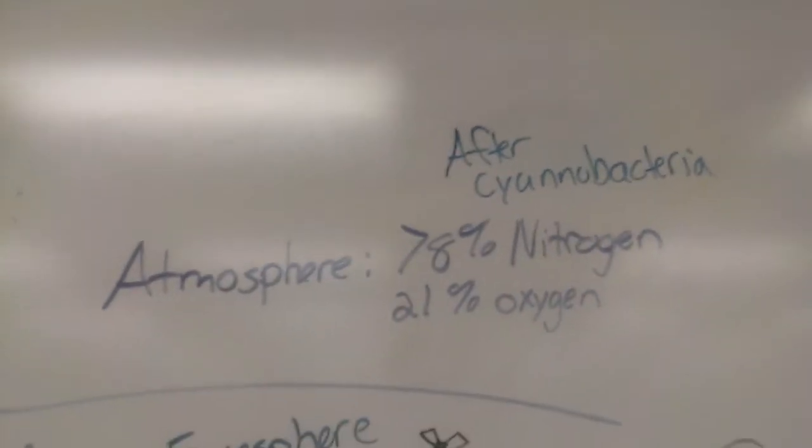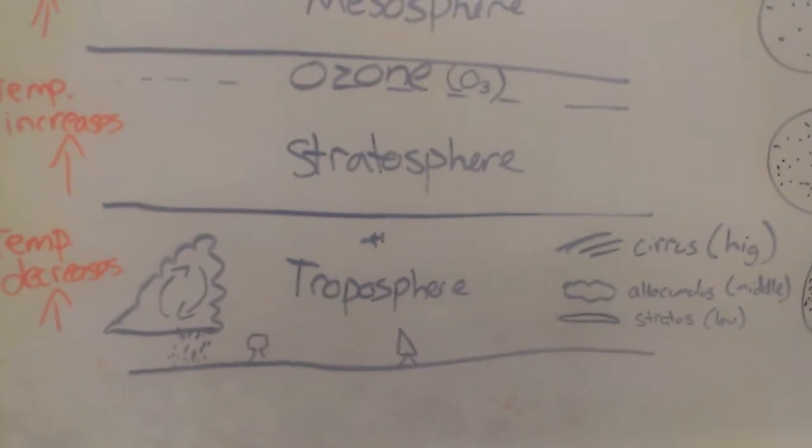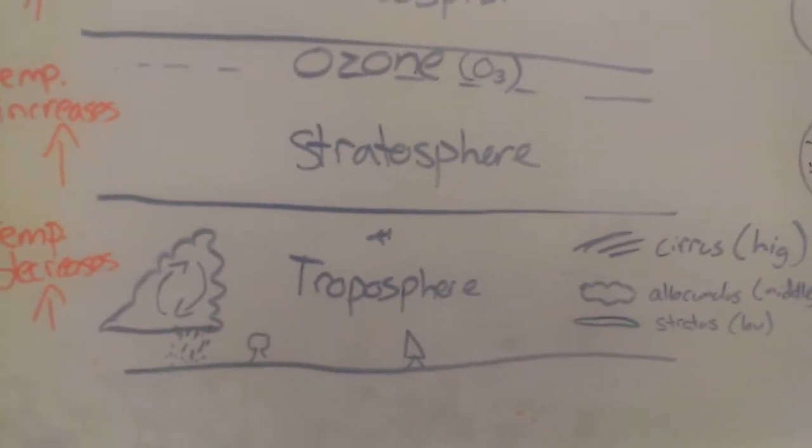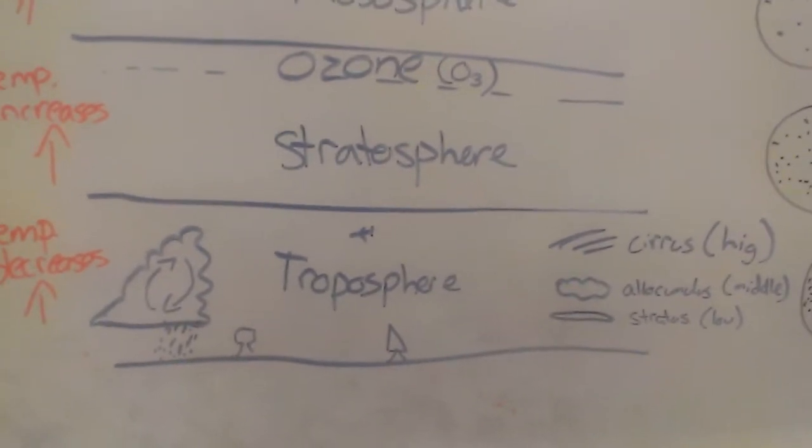Now, our atmosphere is divided into layers, so let's go ahead down to the very bottom where we live. We live in the troposphere. The troposphere's temperature decreases as you go higher or as altitude increases. It's also where you find your weather.